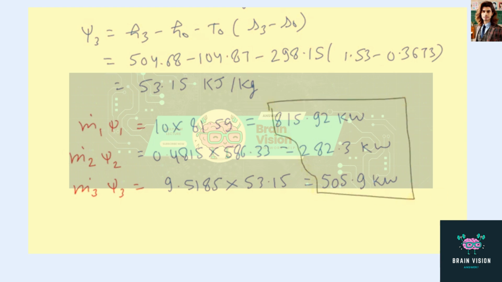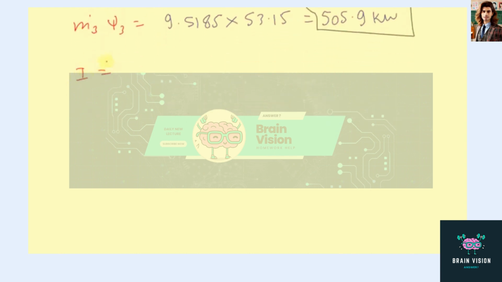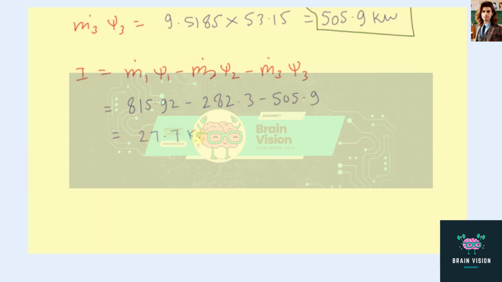Now let's apply the expression to calculate irreversibility I, and this will be equals to m1 dot psi 1 minus m2 dot psi 2 minus m3 dot psi 3. Now substitute all the values, so we will have 815.92 minus 282.3 minus 505.9. So when we further calculate, we get 27.7 kilowatt. So this is the final answer for this problem.